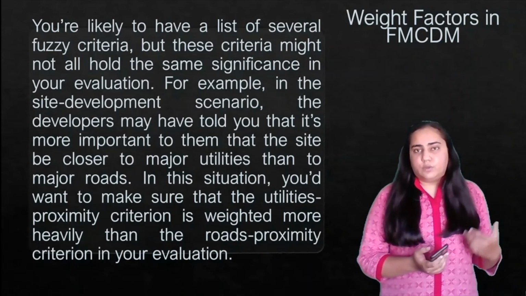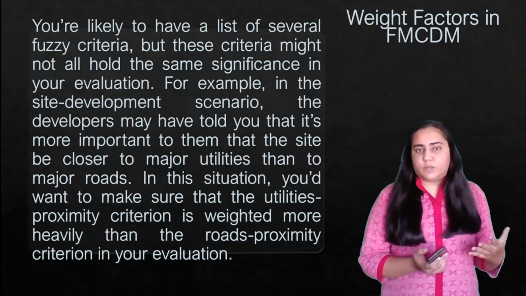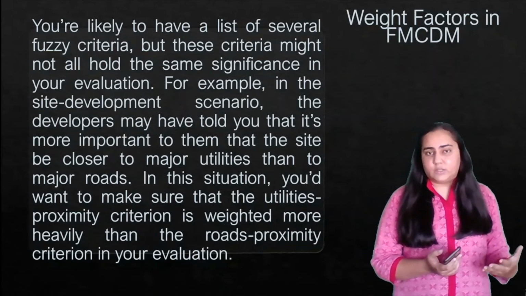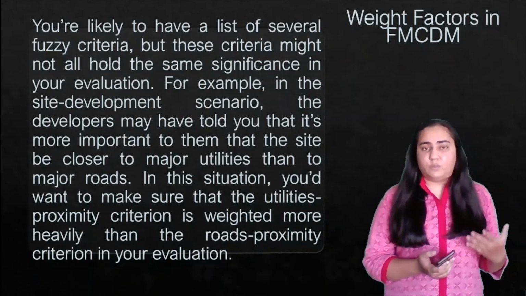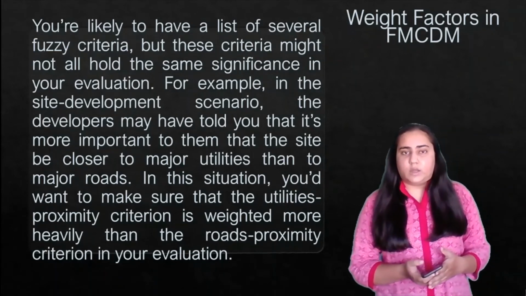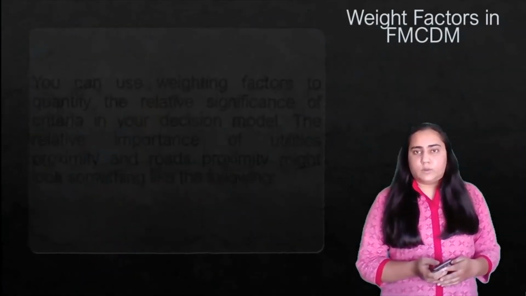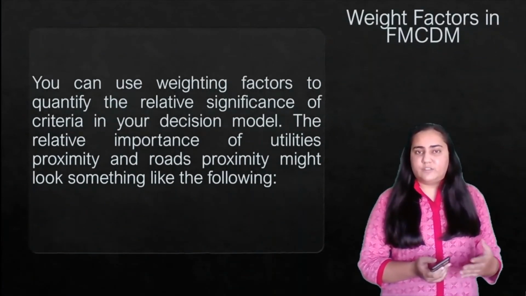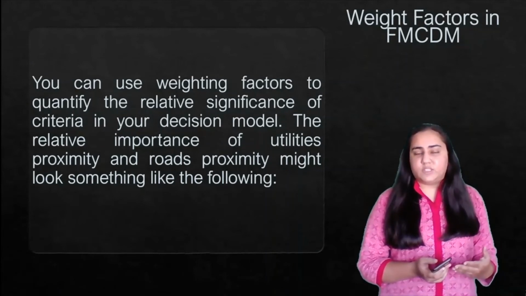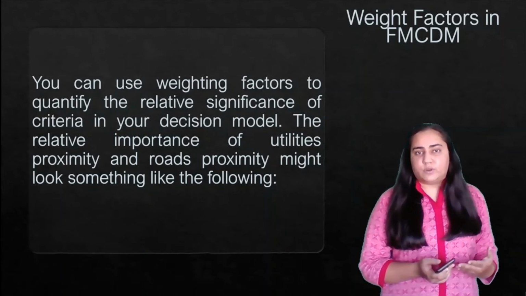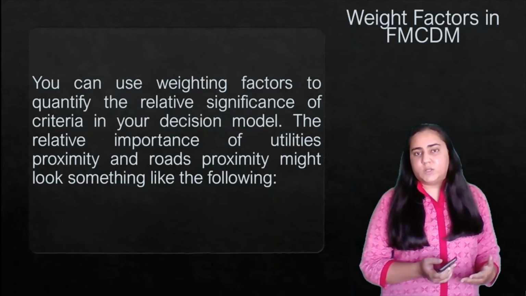So what do you do now? You add weights to your MCDM criteria, because you want to make sure that proximity to utilities has more weight, or more priority, than proximity to roads in your evaluation. So how do you do that? You can use weighting factors to quantify the relative significance of criteria in your decision model. The relative importance of utilities proximity and road proximity might look something like the following. I'm showing it to you now.